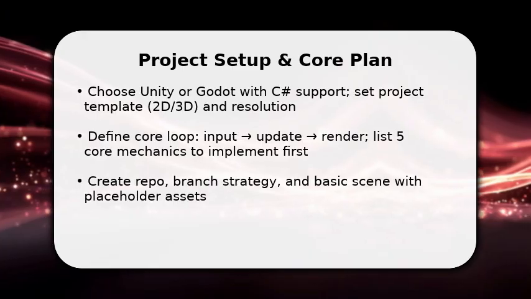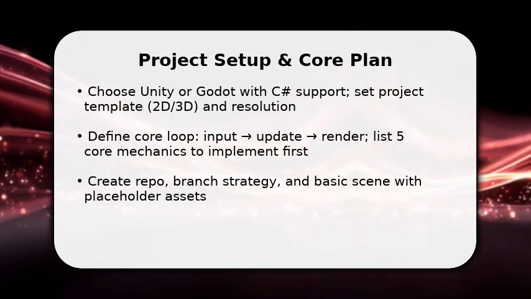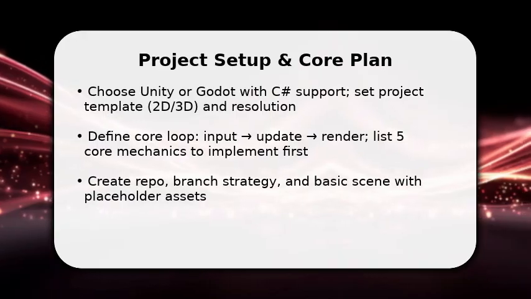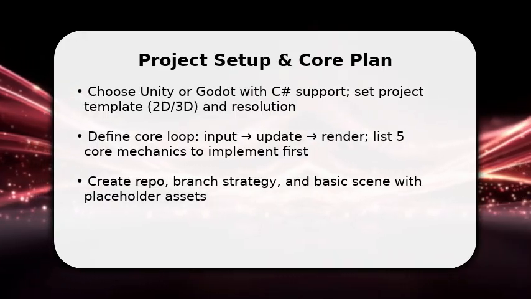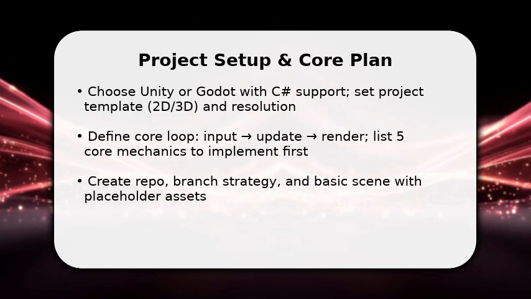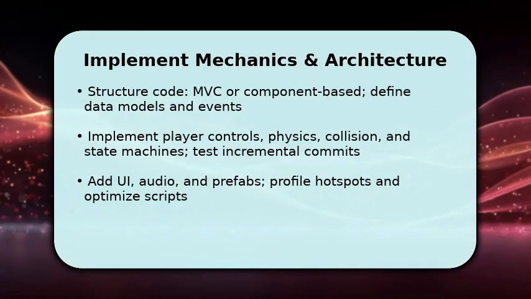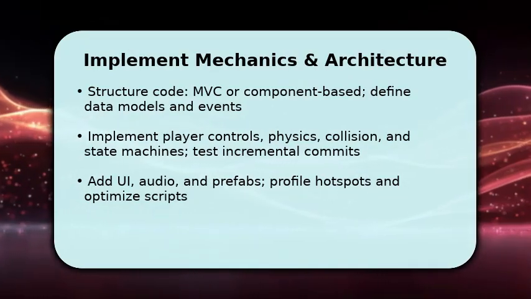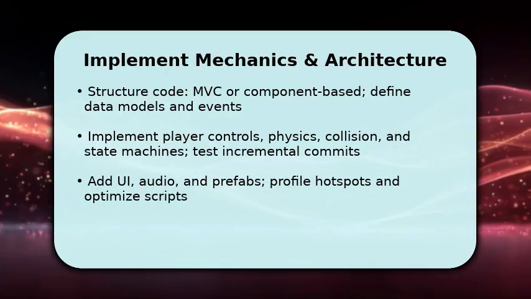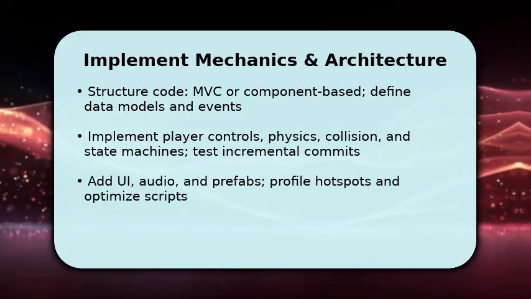Make a repository, branch model, and commit an initial scene with placeholder assets so you can iterate quickly and avoid design drift. You now implement core mechanics and the architecture that will hold them. Start with a clear component or MVC structure so logic is modular. That makes later changes safer.